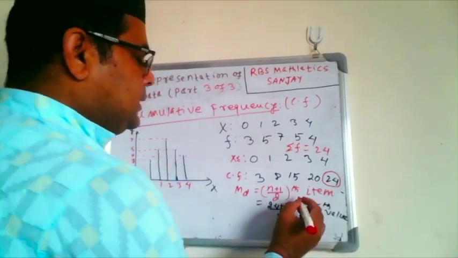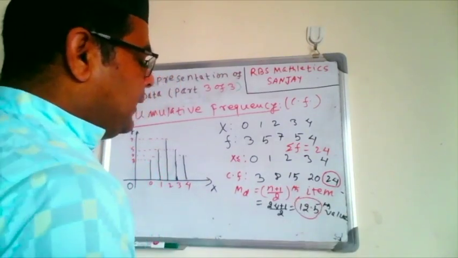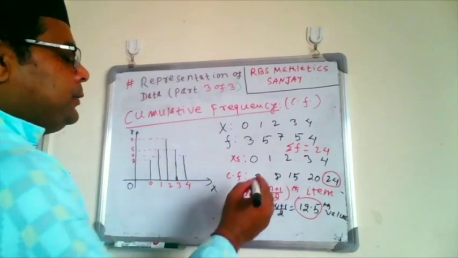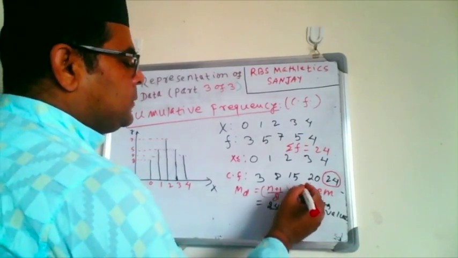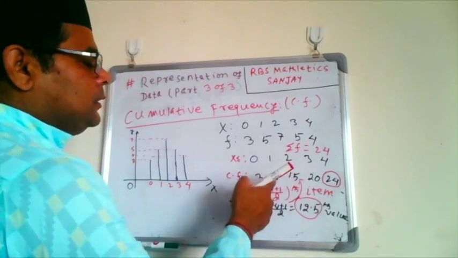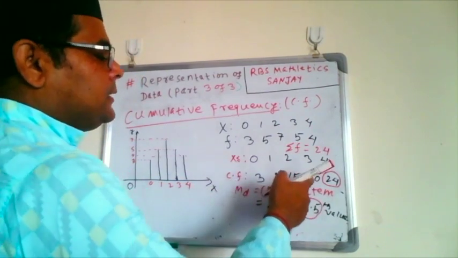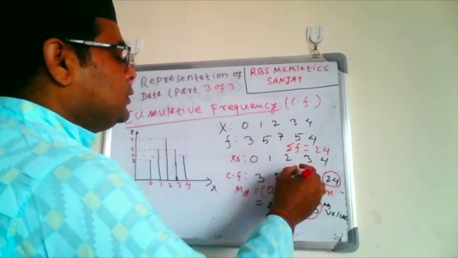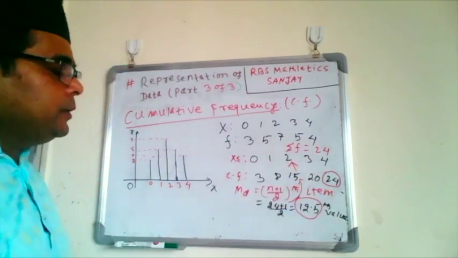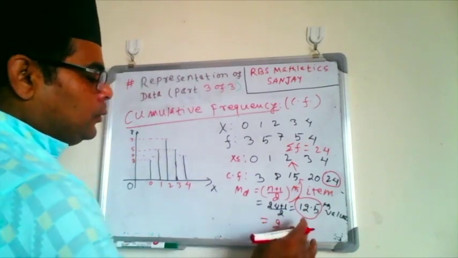Then let's see, it is 12.5, and 12.5 if you look at in the cumulative frequency, it lies first time in 15. So it is bigger than 8 and far less than 20, so it lies first time in the CF value 15. Therefore the median value is 2 in this case, so your median value is 2.